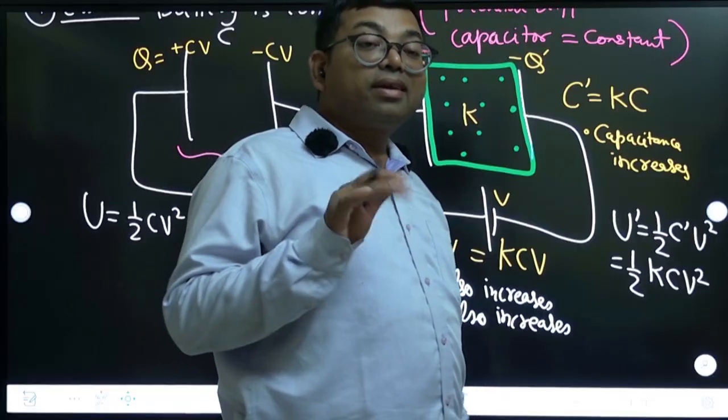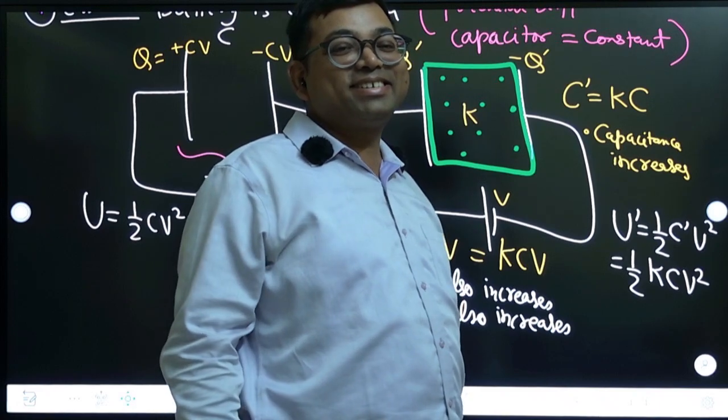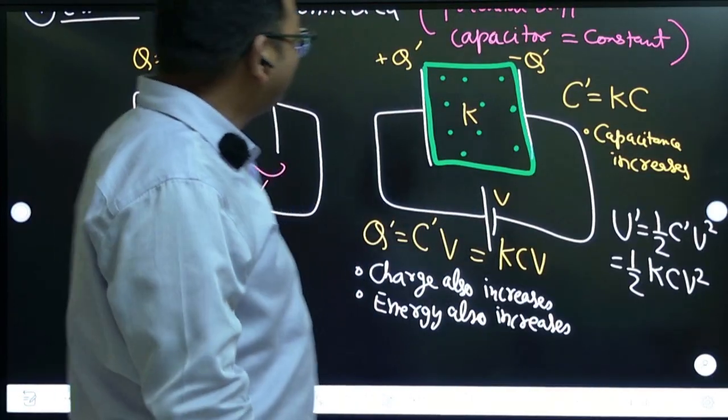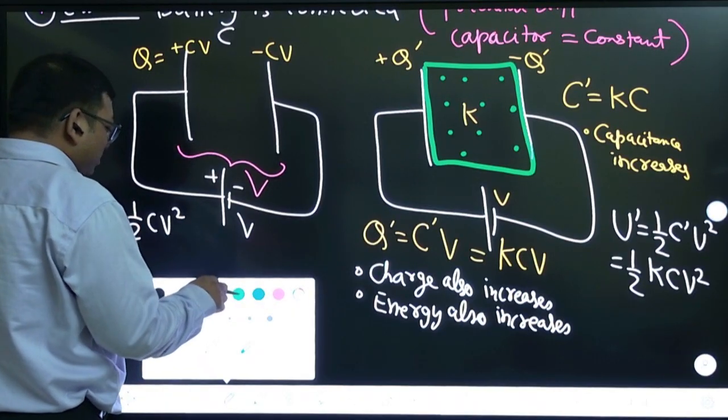No, no, no. K is the dielectric constant, you know, the K value is always greater than 1. K is 1 for vacuum. The minimum value is for vacuum. And K is infinity for metals. You know that.